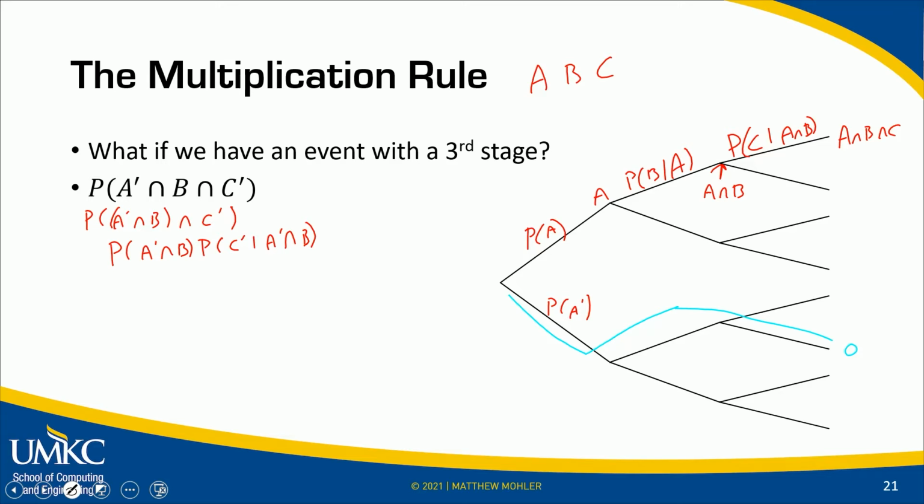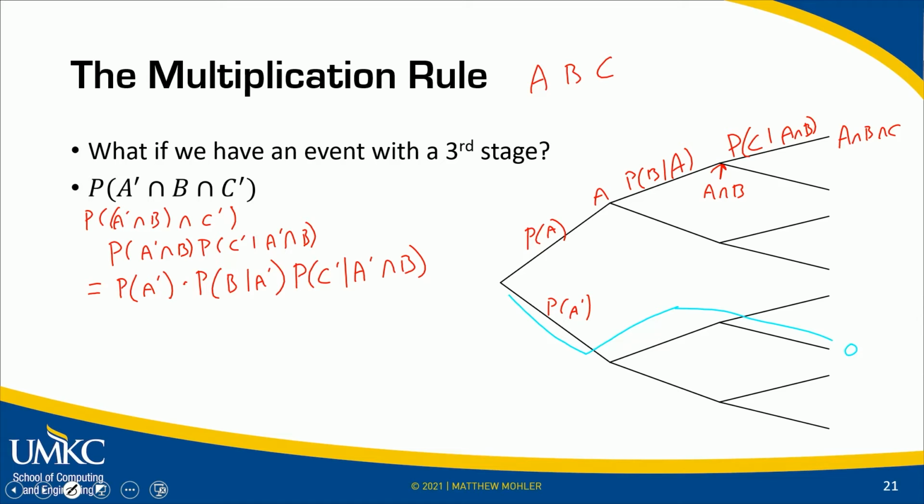Now, from this, we can go a step further, and we can say that that is then equal to the probability of A complement, multiplied by the probability of B given A complement, multiplied by the probability of C complement given A complement intersected with B.